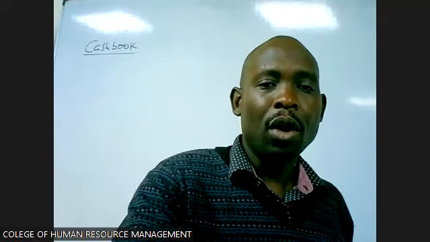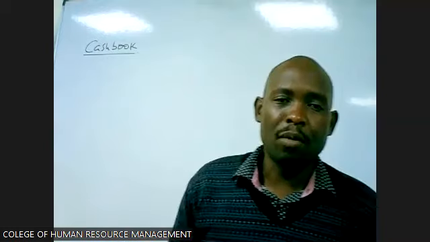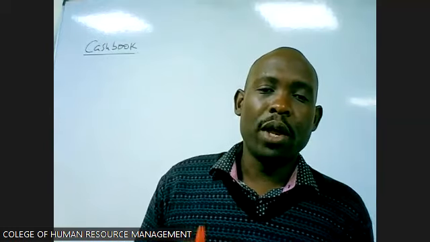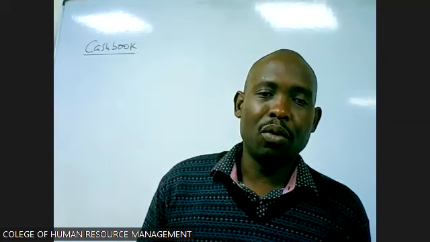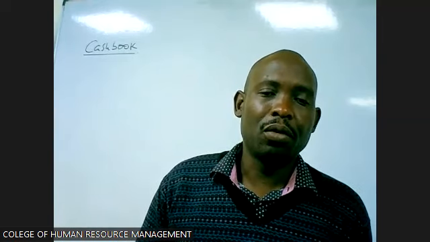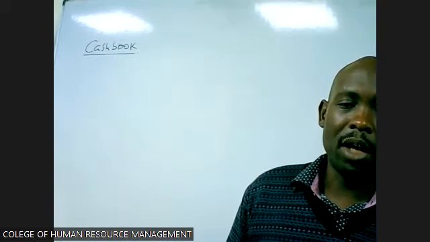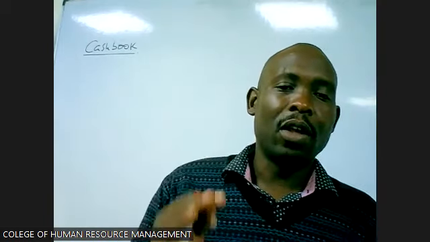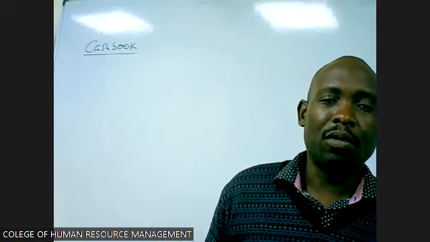So the cash book, we have got 4 types of cash books. We have the 1 column or the single column cash book, the 2 column or double column cash book, the 3 column cash book, and the petty cash book. We are not going to cover the 1 column cash book here.